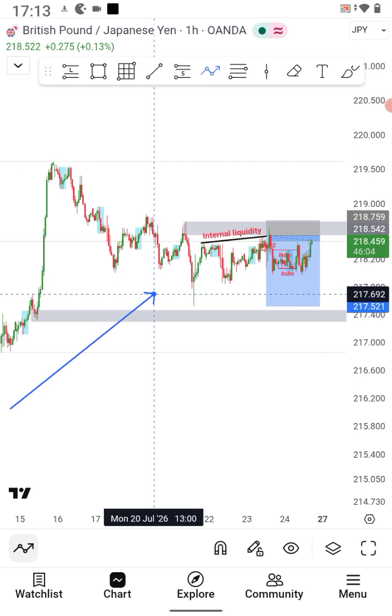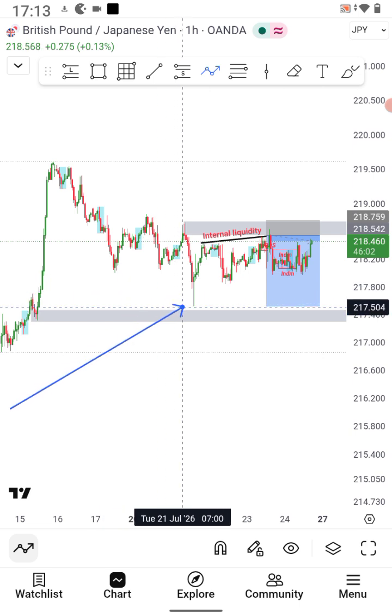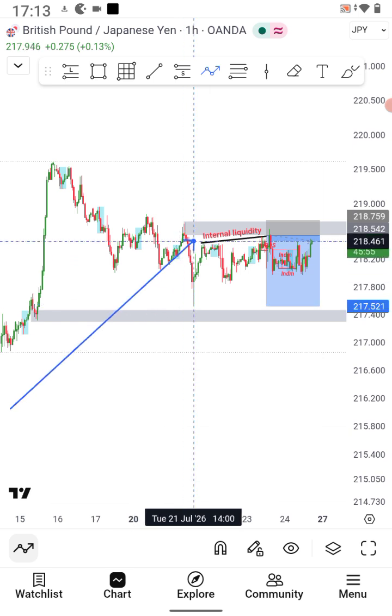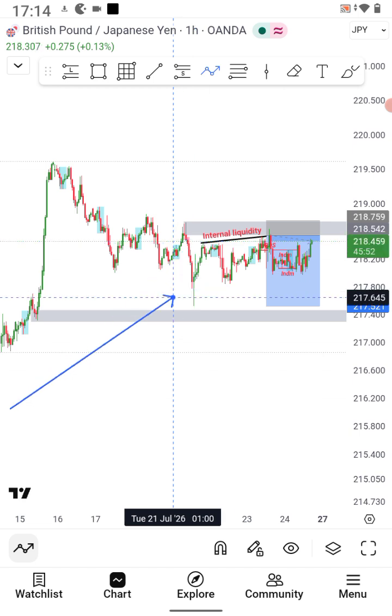So I'm seeing this as good internal liquidity. Does it qualify for an inducement? Yes, that's inducement liquidity. It broke structure. So I'm expecting price to at least come here, sweep this thing before pushing up.